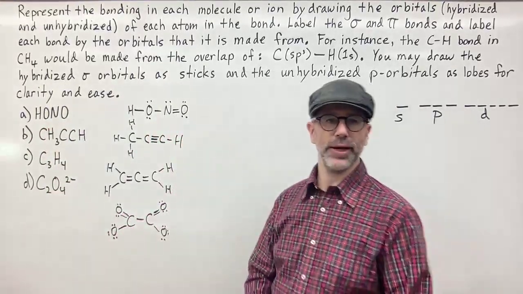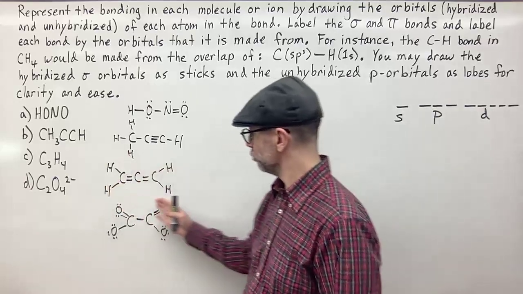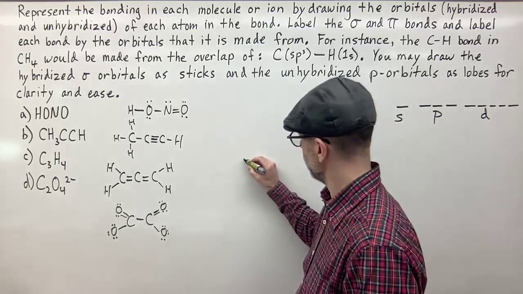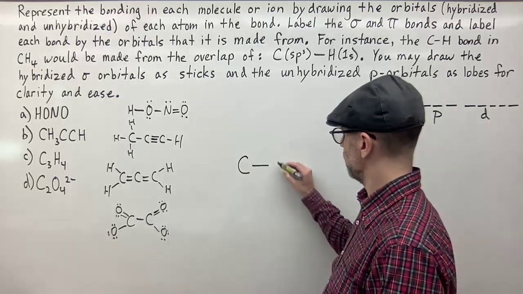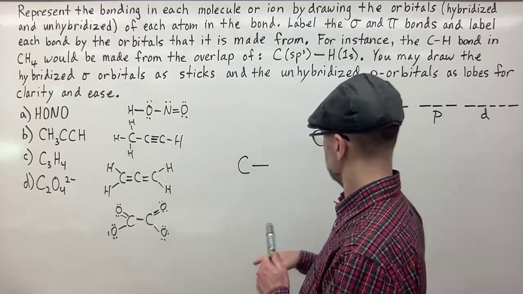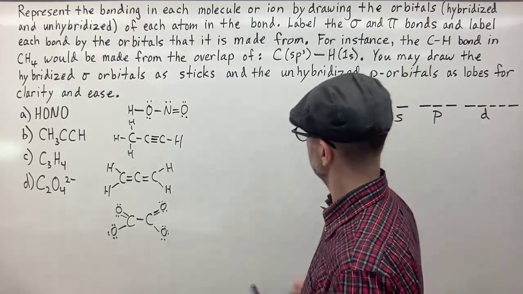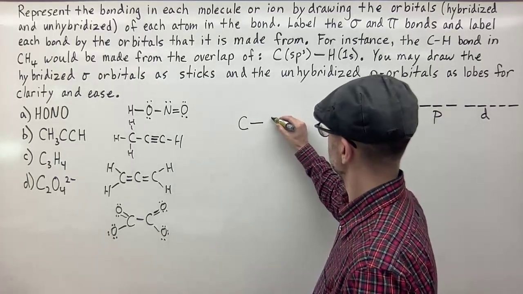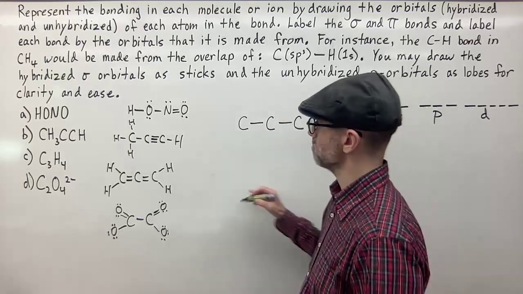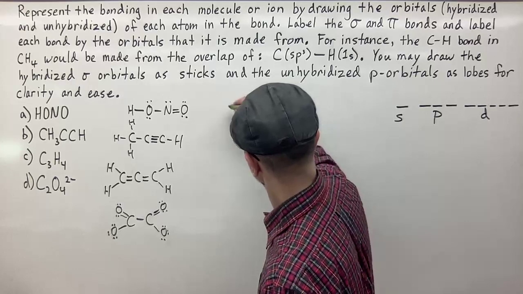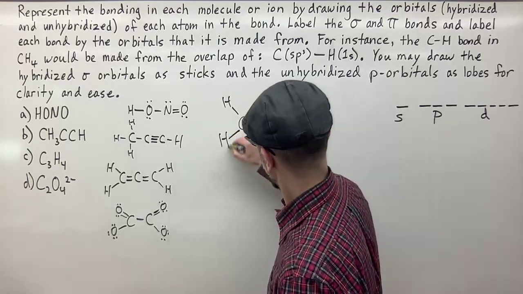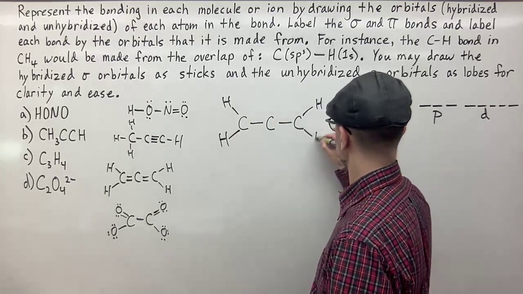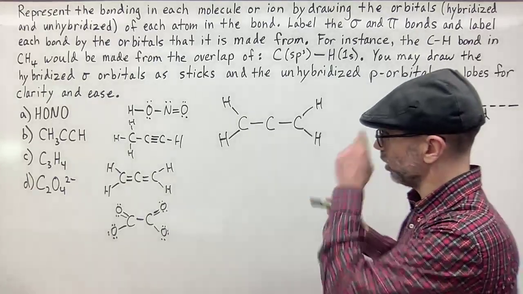Okay, welcome back. Now we have C. Let's go ahead and do this one here. Again, we're going to just draw the stick figure. So we have carbon, bond. Let me write this a little bit higher to give myself some room. So we have C, and then bond, C, bond, C. And then we have two hydrogens here and here, here, and here. Okay, so we have all of our sigma bonds.